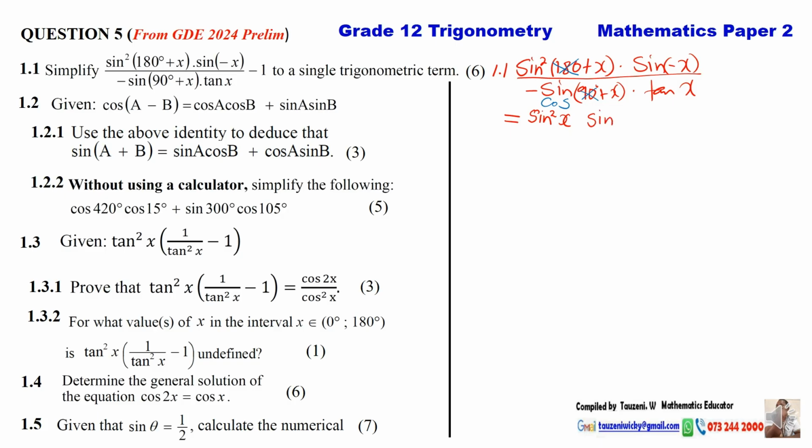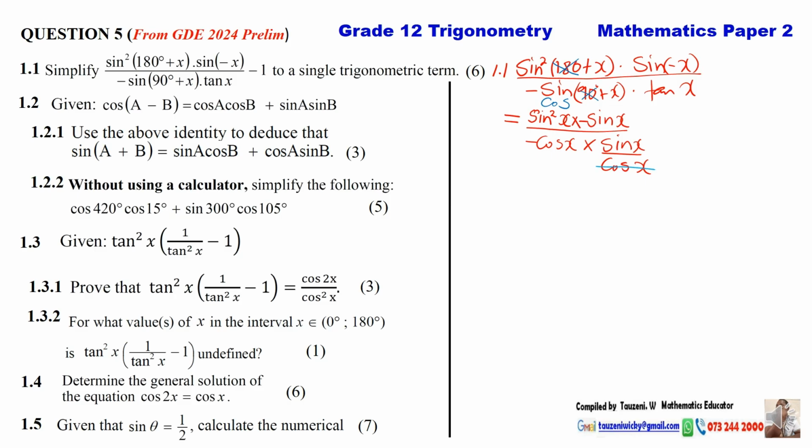So in our case, this one is positive because it is squared. The squaring makes the negative a positive number. In the denominator, the sign of 90 plus x becomes negative cos x. Then I have tan. Tan is an identity. Each time we see tan, we know that tan is equivalent to the sine of x divided by the cos of x.